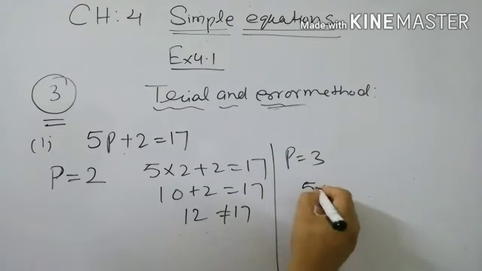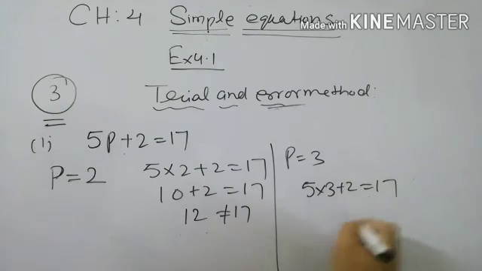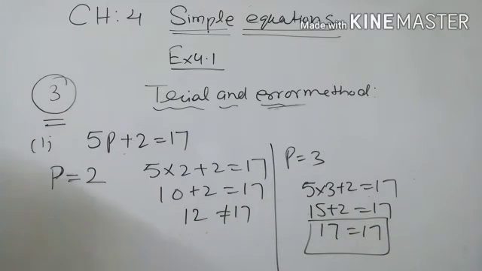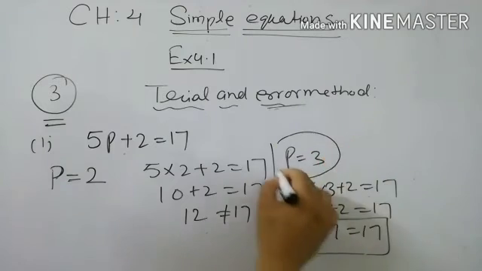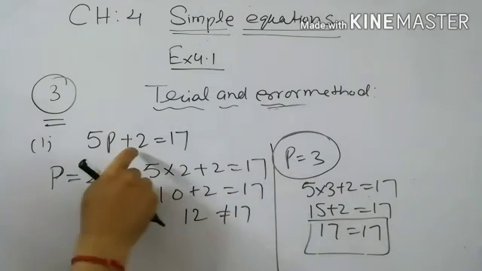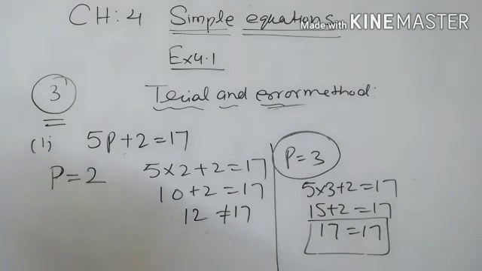Now we put p equal to 3. So 5 into 3 plus 2 equal to 17. 15 plus 2, 17, equal to 17. So we get the answer 17 equal to 17. Both sides are equal. So because of this, p equal to 3 is the solution of the given equation. Because by p equal to 3 we get equality, p equal to 3 satisfies this equation, so it is called the solution of the given equation.